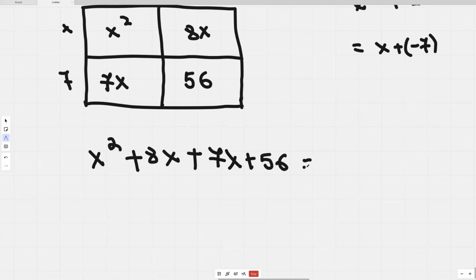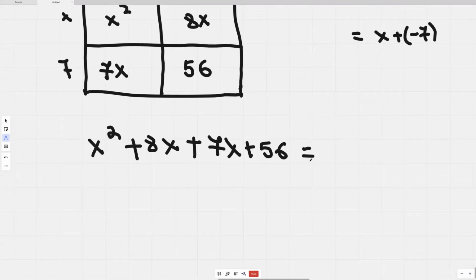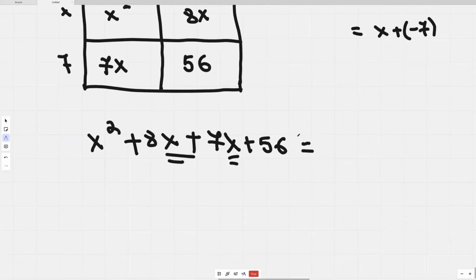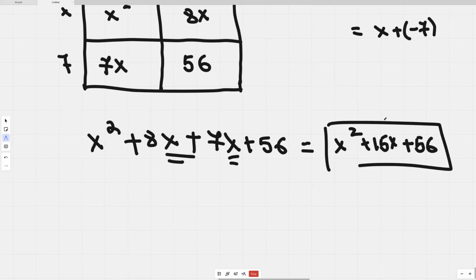So this is equal to, we have like terms, right? Here we have x, and here we have x. So 8 plus 7 is 15, which means x squared plus 15x plus 56 will be our final answer. This is the first method you can use.